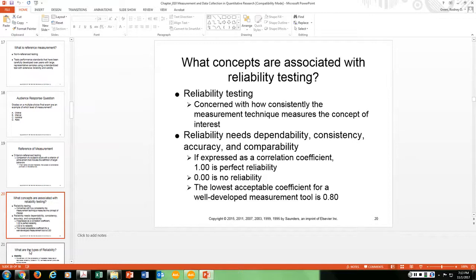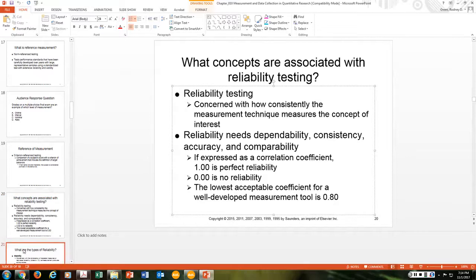What concepts are associated with reliability testing? Reliability testing is concerned with how consistently the measurement technique measures the concept of interest. Reliability needs to have dependability, consistency, accuracy, and comparability. Reliability is often expressed as a correlation coefficient, with 1.00 saying there's perfect reliability, and 0.00 indicating there's no reliability. The lowest acceptable coefficient for a well-developed measurement tool is 0.8. That would be important for you to know.